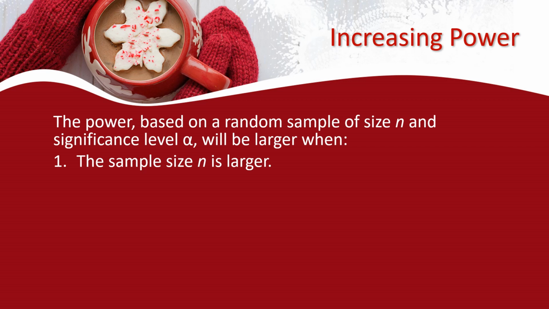Why? Because my statistics are more accurate. It's more likely that I'm going to correctly reject the null when my sample size is larger. So the power goes up. The power also goes up when the significance level is larger. When my type 1 error gets bigger, which is what the significance level is, my power gets larger because my type 2 error goes down. Remember, we've talked about how with type 1 and type 2, if one goes up, the other goes down. So increasing my alpha makes my power go up.